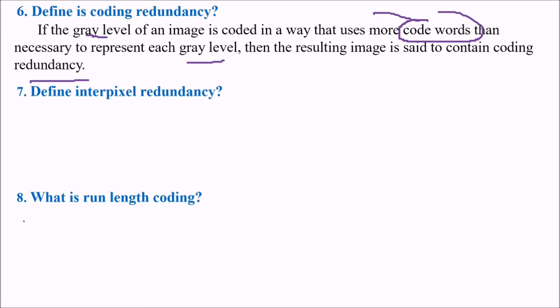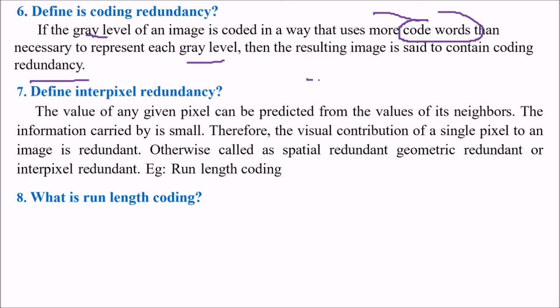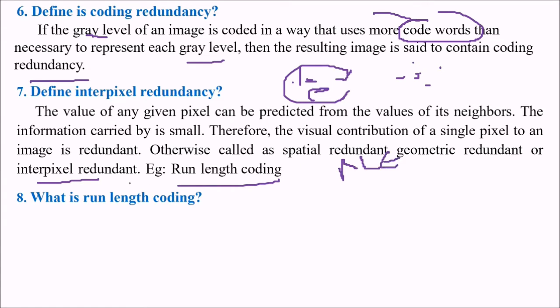Define interpixel redundancy. What is interpixel redundancy? Inter means the redundancy between the pixels. So interpixel redundancy we are talking about. The value of any given pixel can be predicted from the value of its neighbor. So the information carried by an individual pixel is small. Therefore the visual contribution of a single pixel to an image is redundant. This is called spatial redundancy, geometric redundancy, or interpixel redundancy. For example, run length encoding, RLE, is a kind of interpixel redundancy. What is run length encoding?